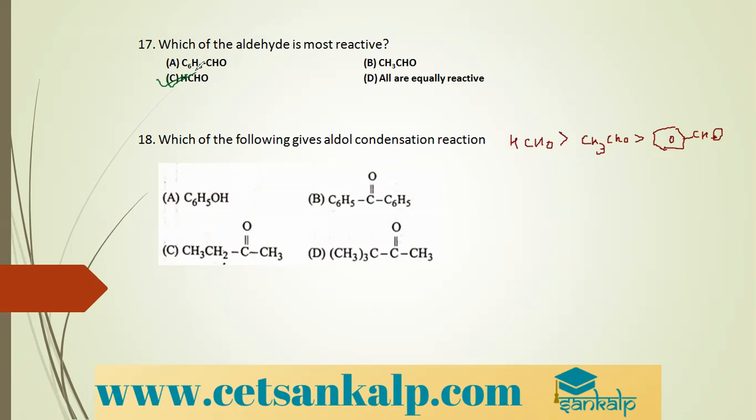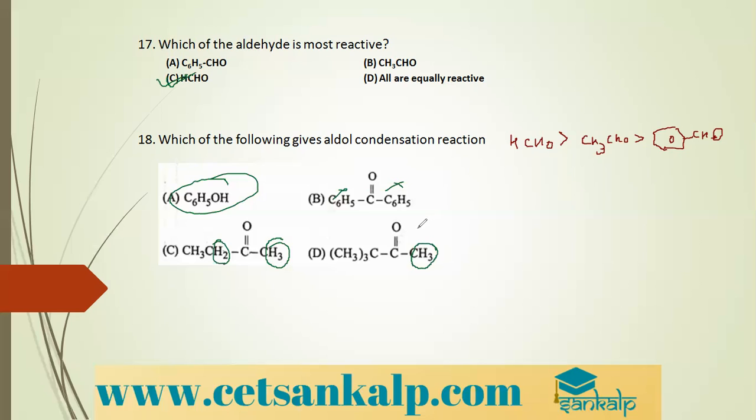Eighteenth question. Which one of the following gives aldol condensation? So which is aldol condensation? The one having alpha carbon attached to alpha hydrogen. Here, no question. You see here it is having alpha carbons but no alpha hydrogens. Look at this option. There are 3 alpha hydrogens this side, there are 2 alpha hydrogens this side. Here there is no alpha hydrogen, but here there are alpha hydrogens.